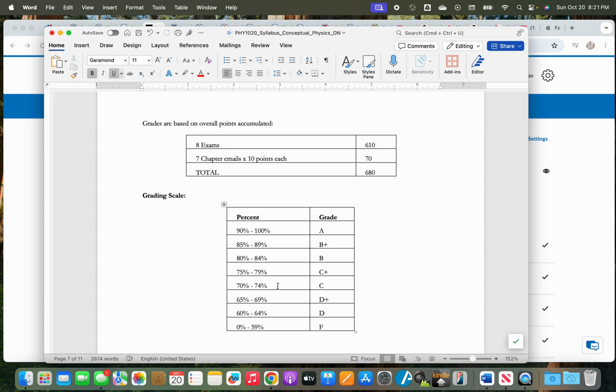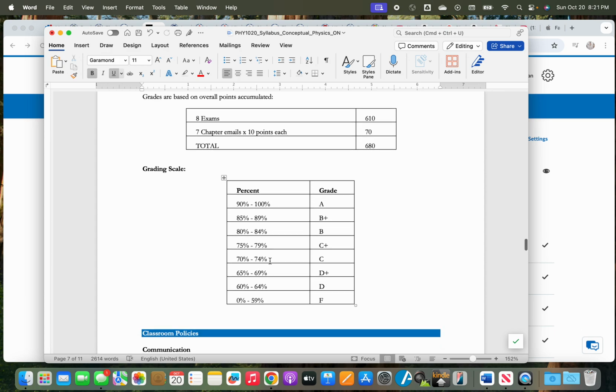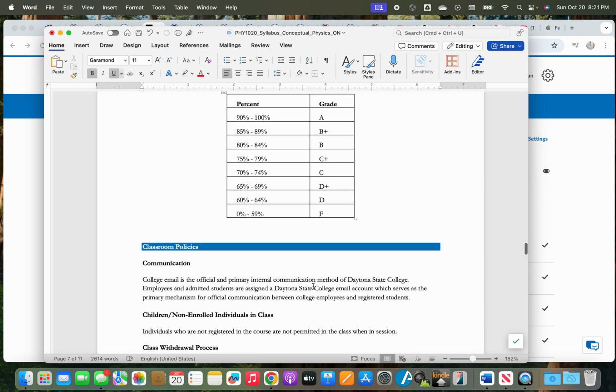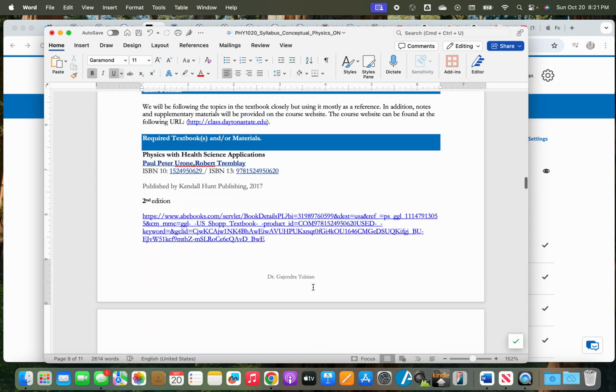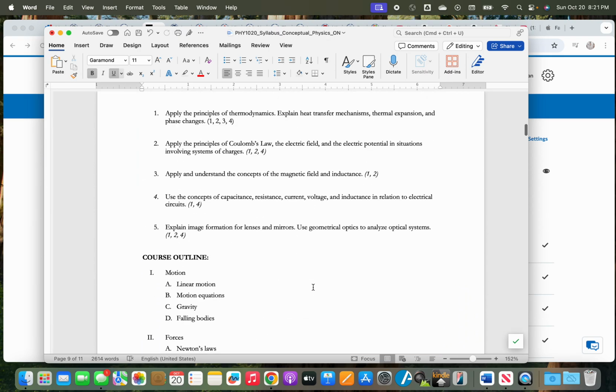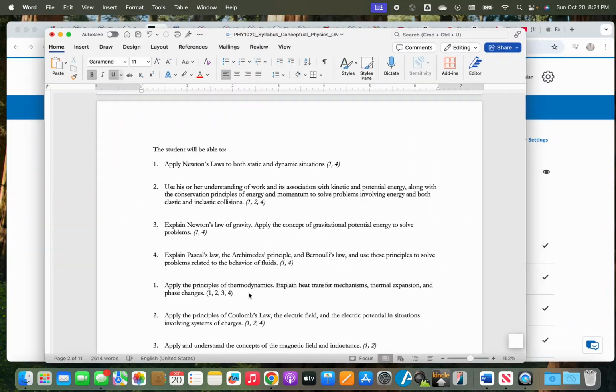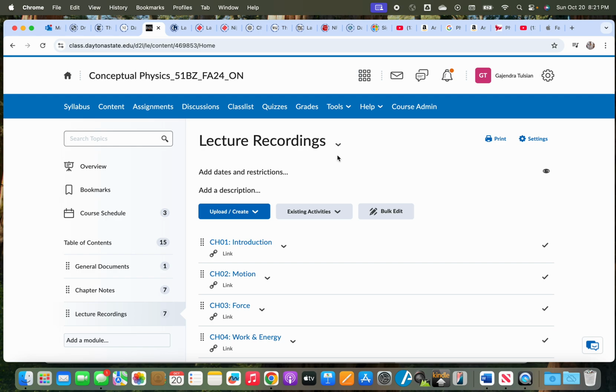This is, of course, the standard grading scale. An A is 90% and above, and so on. All right, so that's how the course is going to work. That's the layout, and you can read the syllabus at your leisure.